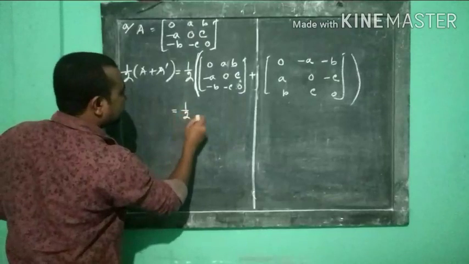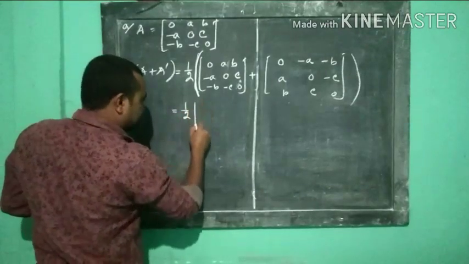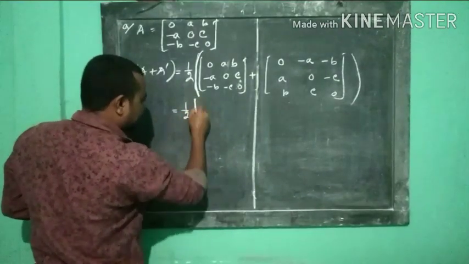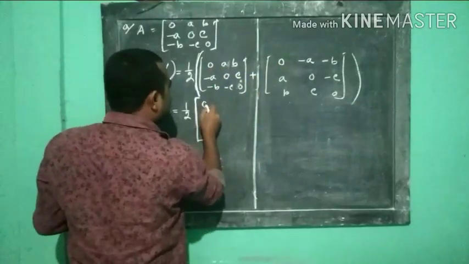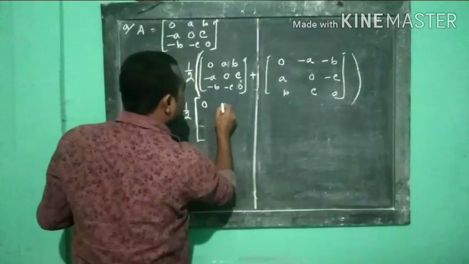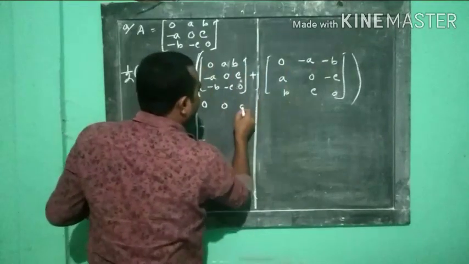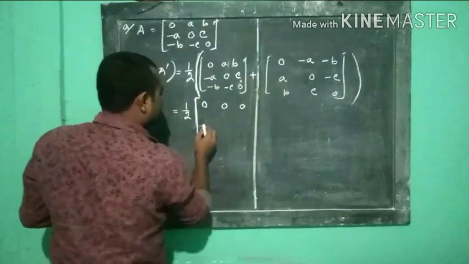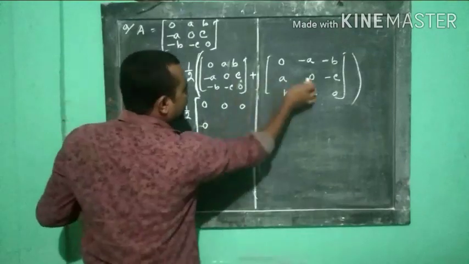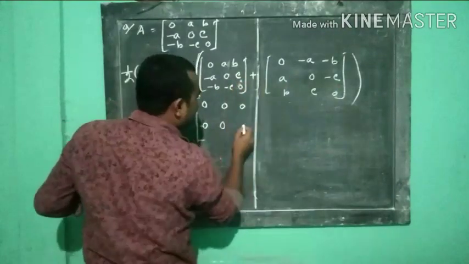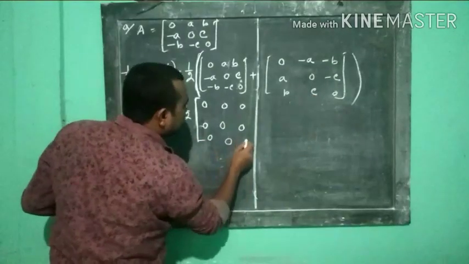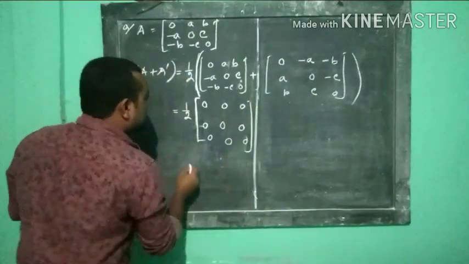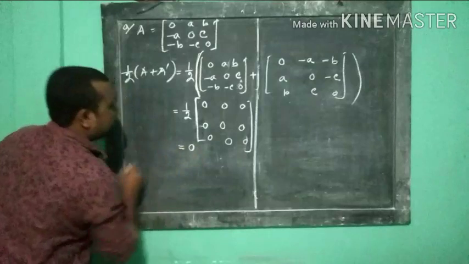So this is equal to half of, okay, 0 plus 0 is 0, A minus A is 0, B minus B is 0. Minus A plus A is 0, 0 plus 0 is 0, C minus C is 0. Minus B plus B is 0, and this is also 0 and this is also 0. So this is equal to 0.